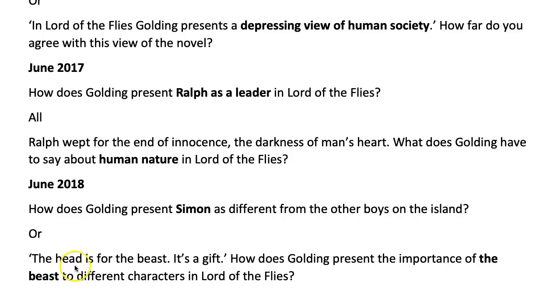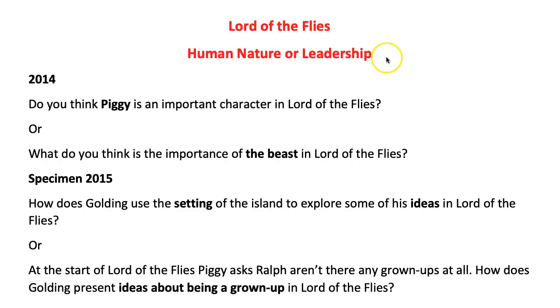And then finally, the head is for the beast. It's a gift. How does Golding present the importance of the beast to different characters in Lord of the Flies? So again, the beast is really a question about how our human nature has allowed this to be created, or it's about how we are led by our fears and therefore choose leaders who try to prevent our fears but also stoke them in order to control us. And you can bring into that all the obvious Christian symbolism connected to our human nature and original sin. So I am 100% confident that the question will either be on human nature or leadership.